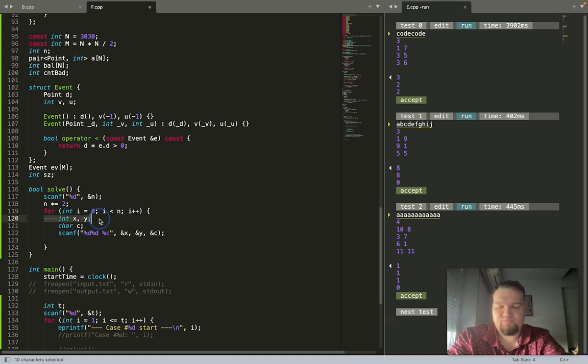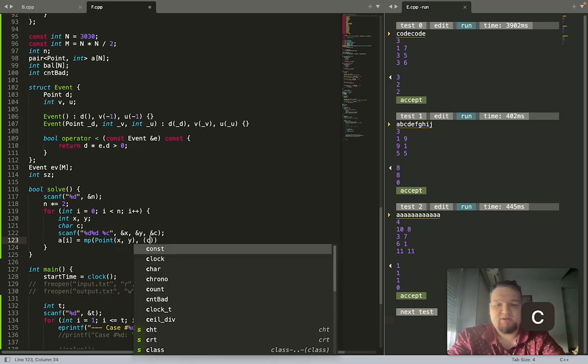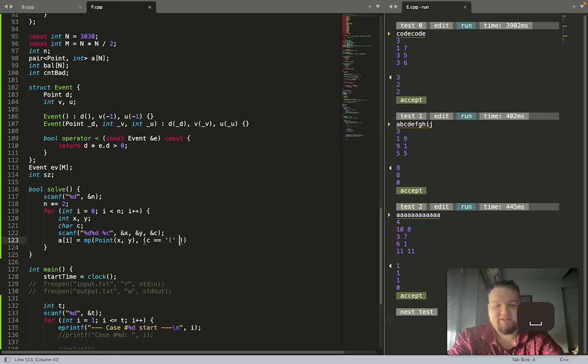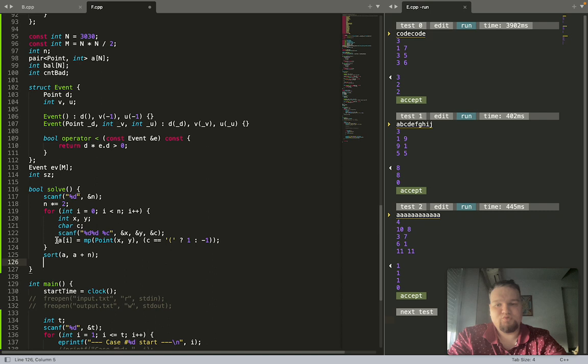I'm getting point xy, and character will determine the balance. So this is a pair of point xy, and if it is opening bracket, then the balance is 1, otherwise it's -1. Okay. Now I want to contract or merge the points that are in the same position.